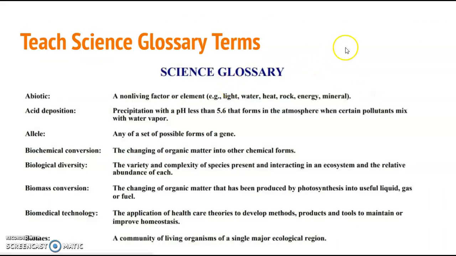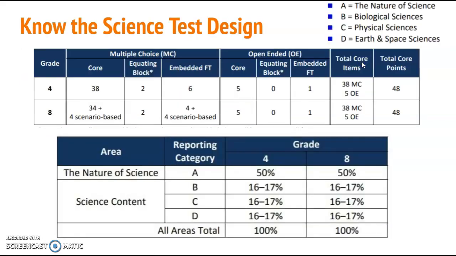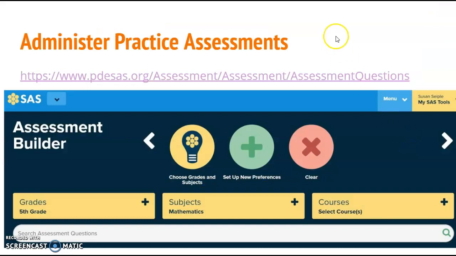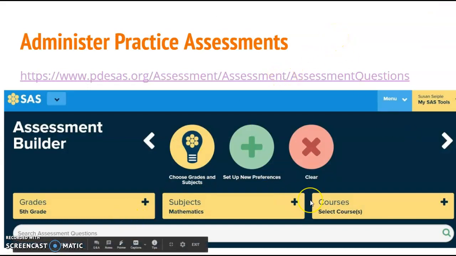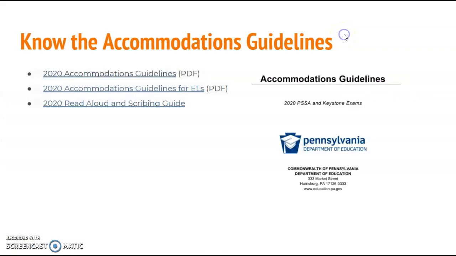There are also science glossary terms, and I have linked the assessment glossary and the assessment anchors and eligible content to this slide. The science test design is shown here. The nature of science continues to be the primary area assessed. You can also administer practice assessments by going to this link and choosing the grade level and subject area, and you can assess students on released content.